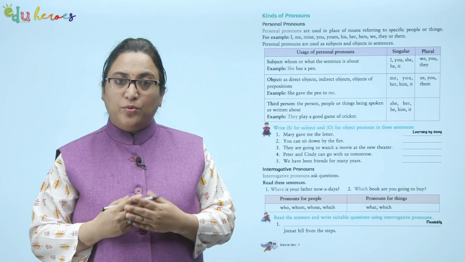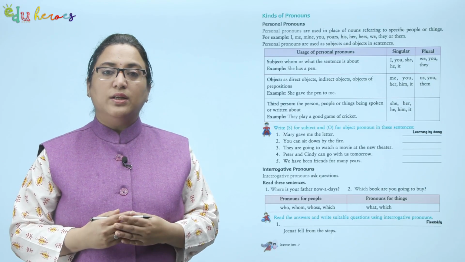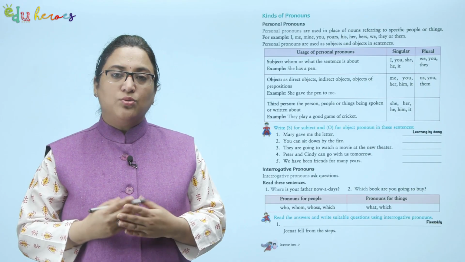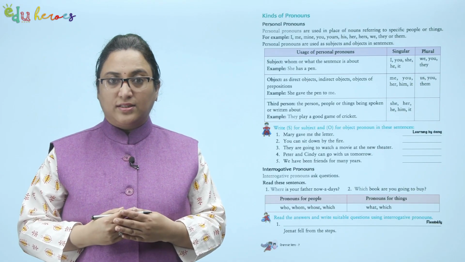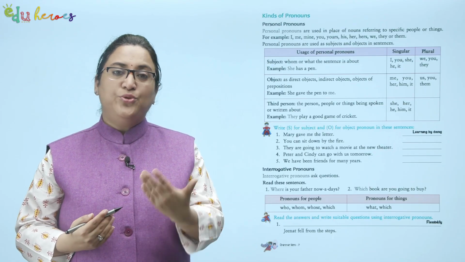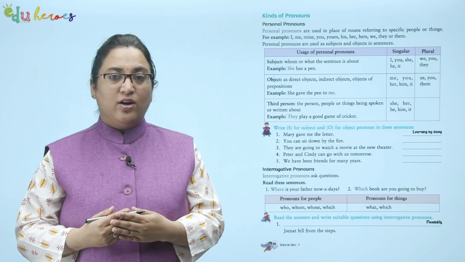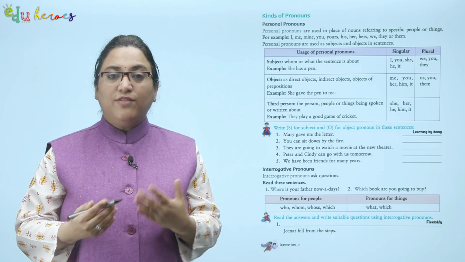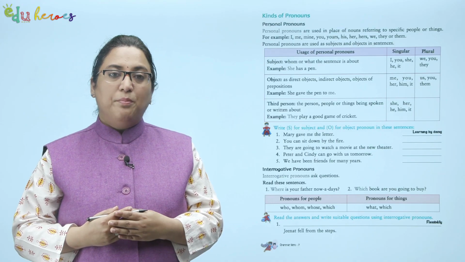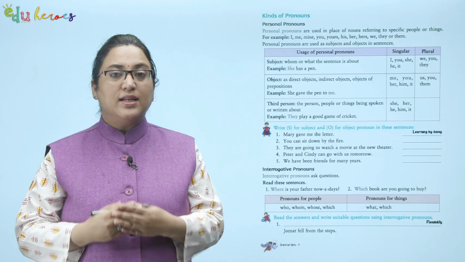Let's study the kinds of pronouns. Personal pronouns. They are used in place of nouns referring to specific people or things. For example, I, me, mine, you, yours, his, her, hers, we, they or them. So you have to remember this list. Personal pronouns are used as subjects and objects in sentences.